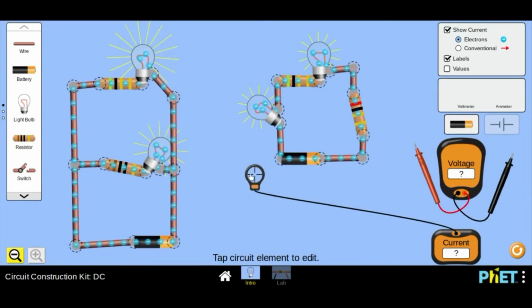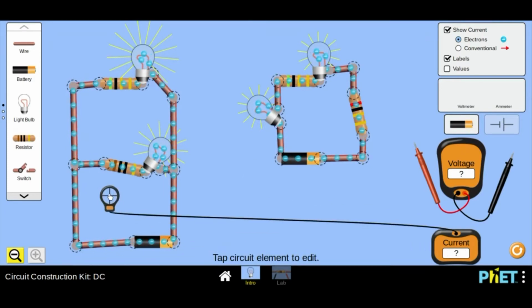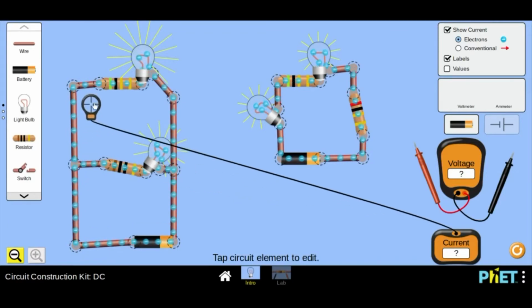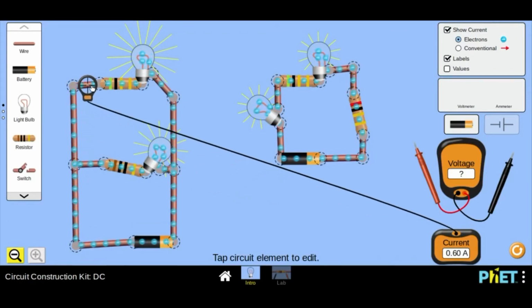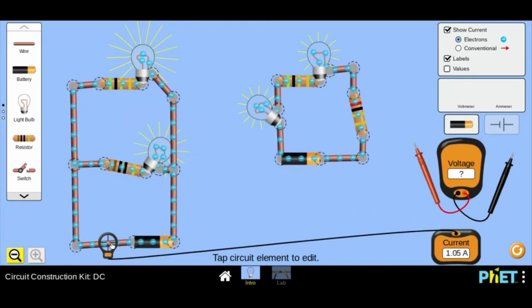However, in parallel circuits, the current at the battery is the sum of the current in each branch. At each branch point, the current entering is the same as the current leaving. So if we measure the current from this side of the battery, it's 1.05 amps. But as we go to the different branches, it changes. But if we add 0.6 and 0.45, it equals 1.05.